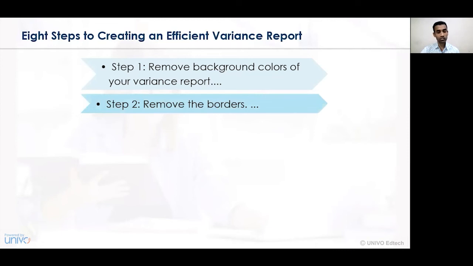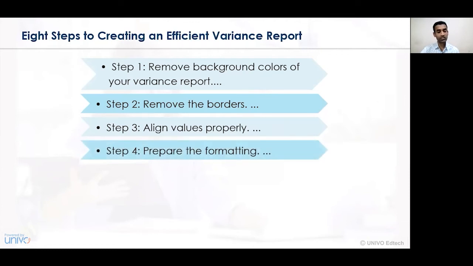Removing the various borders. So whatever borders have been given either to the page, the slide, or a certain screen, all those borders should be avoided and removed. Aligning the values properly. So whatever values are mentioned in a particular report should be very specific, clear, definite, and accessible.